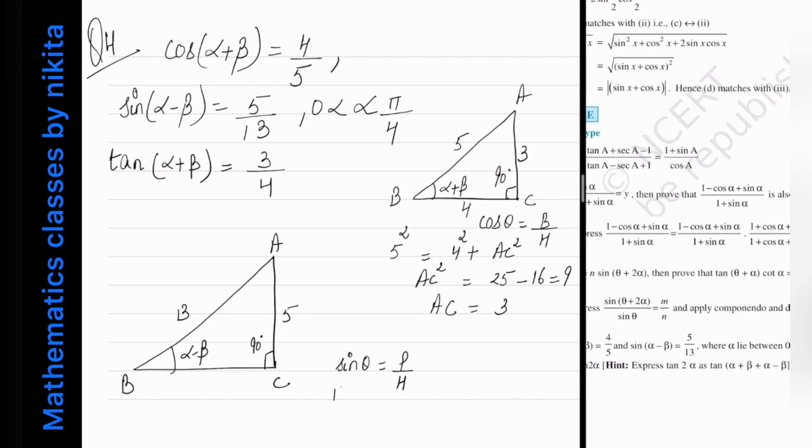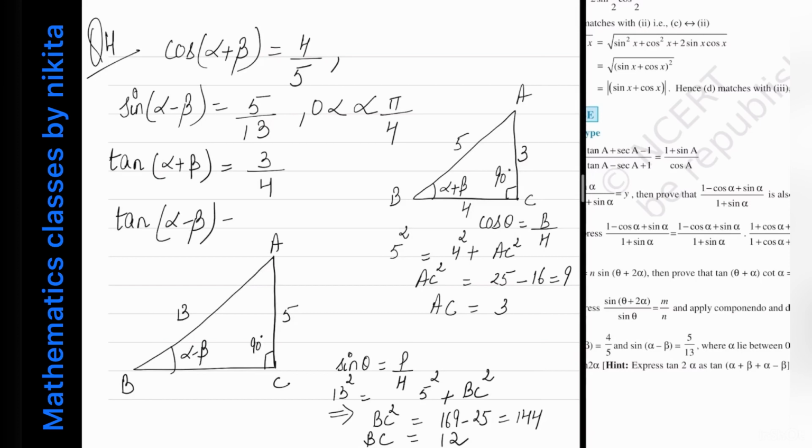So therefore what we have is 13 square is equal to 5 square plus BC square, and this implies that BC square is equal to 169 minus 25 which is equal to 144. So this implies that BC is equal to 12. And therefore tan of alpha minus beta is equal to, so this side is 12 and tan means it is P upon B. So P is 5 and base is 12. So we got this expression and we got this.